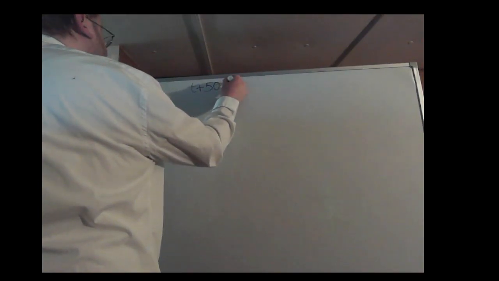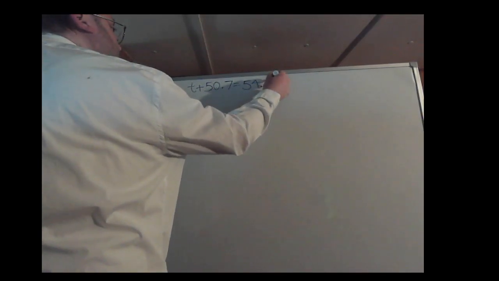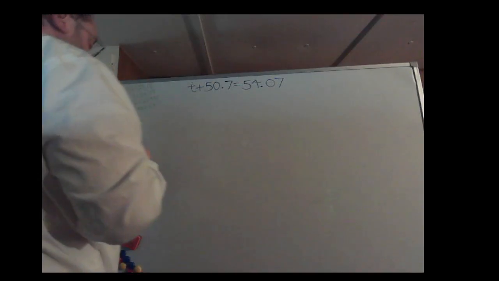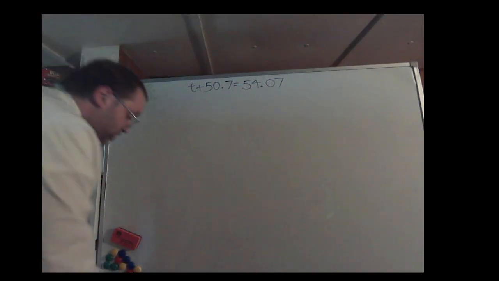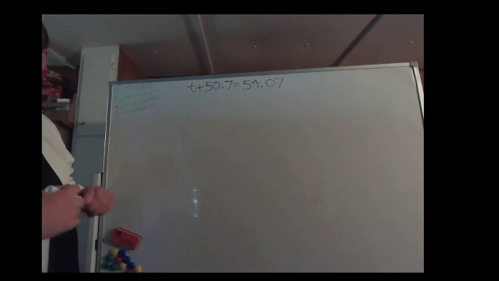Alright. How about we have t plus 50.7 is equal to 54.07. Okay, again, like any variable equation, the goal is to get the variable by itself.